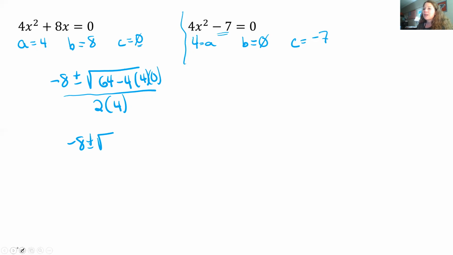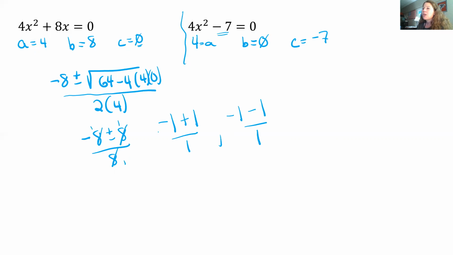Oh, it's not a radical of 8. It's just 8. Let me go back. So the square root of 64 is 8. So I'd have -8 plus and minus 8 divided by 2 times 4 is 8. Well, all these can be divided by 8. So I get 1, 1, and 1. So my first answer would be -1 plus 1 divided by 1. My second answer is -1 minus 1 divided by 1. Well, -1 plus 1 is 0, and 0 divided by 1 is 0. -2 divided by 1 is -2. So those are my two x-intercepts.